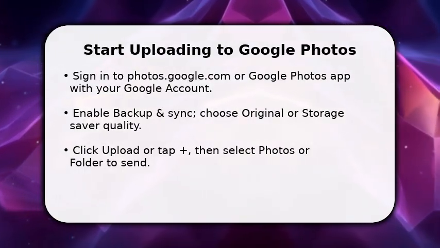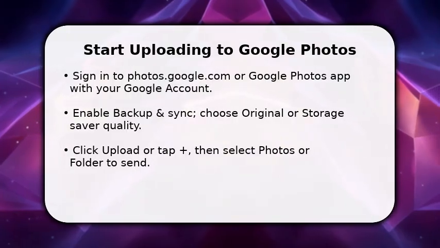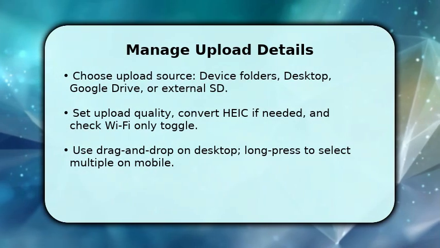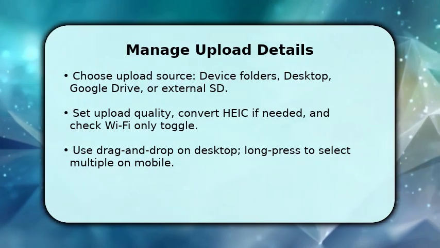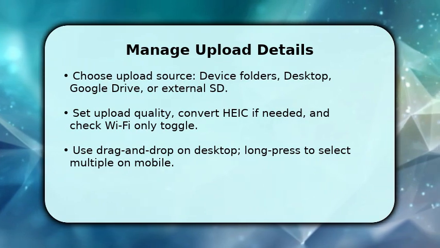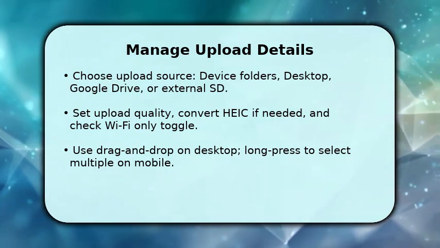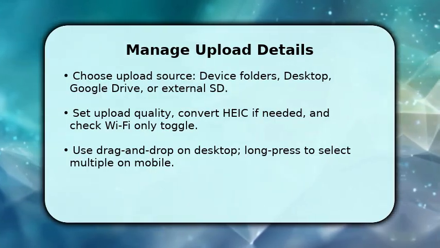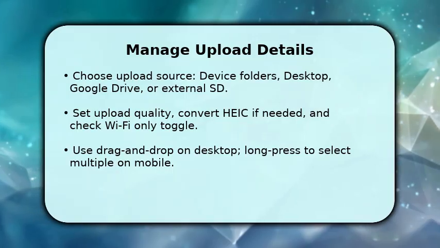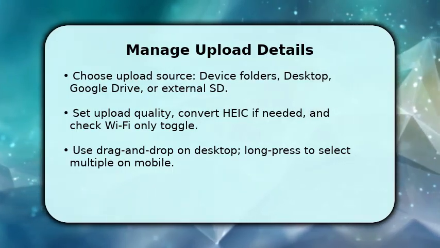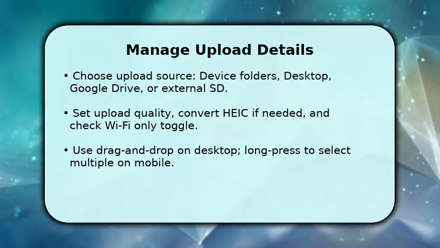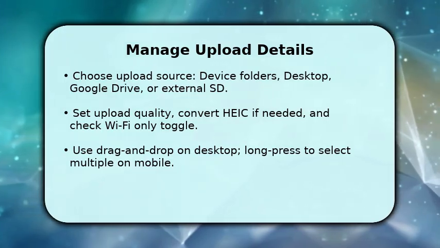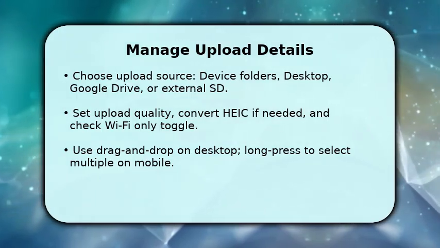Do the first upload now so you confirm permissions and bandwidth are adequate. Once the upload begins, manage the middle steps deliberately. Pick the source folder or device where your photos live and decide upload quality because Original uses more storage. If your phone uses HEIF, convert before or let Google handle it for compatibility.